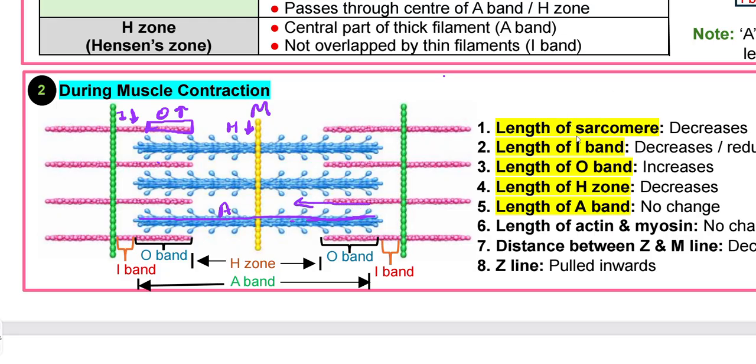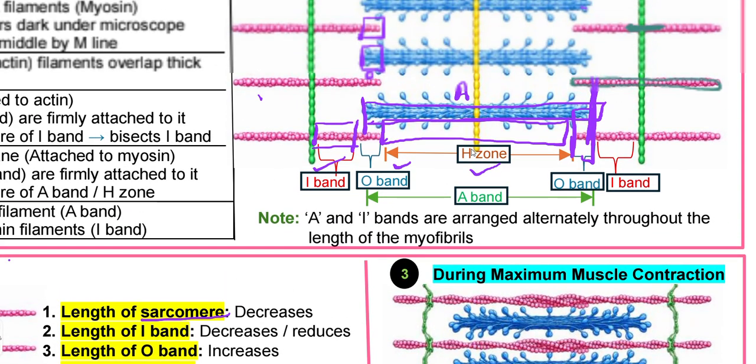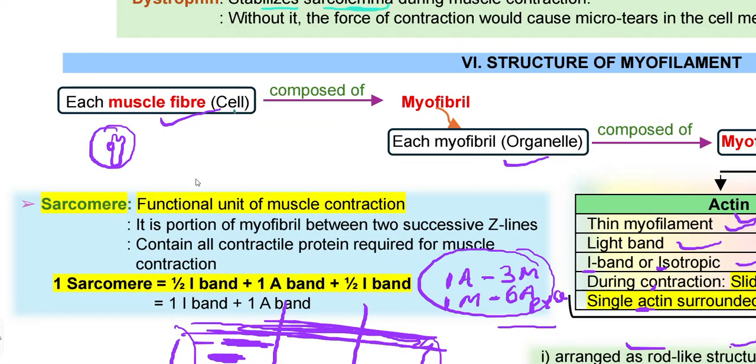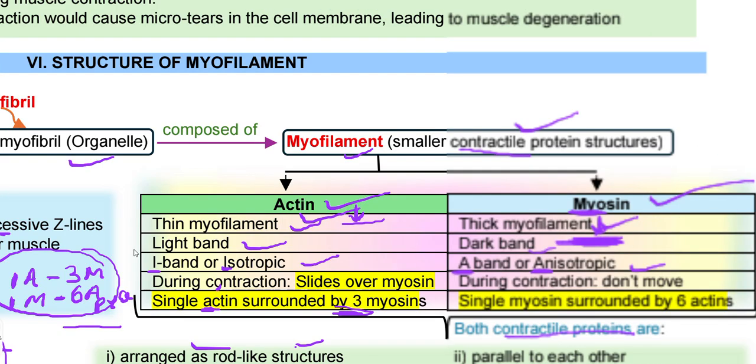But what is a sarcomere? Sarcomere is nothing but the distance from one Z line to another Z line. See here, it is written here, it is the functional unit. Very, very important PYQ. What is sarcomere? It's a functional unit. What is the function? Muscle contraction and relaxation. So the functional unit of muscle contraction is the portion of myofibril between two successive Z lines. That means it contains all the contractile protein.